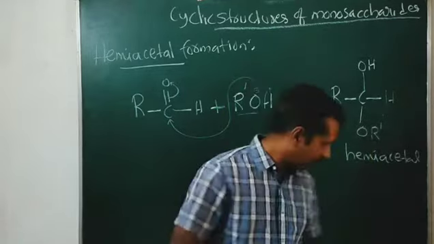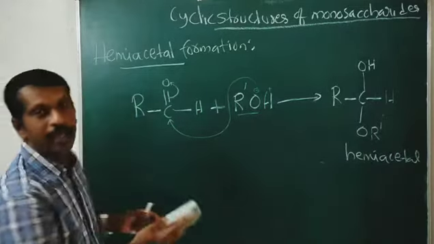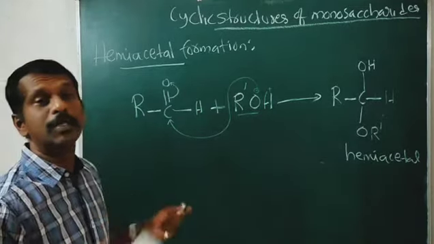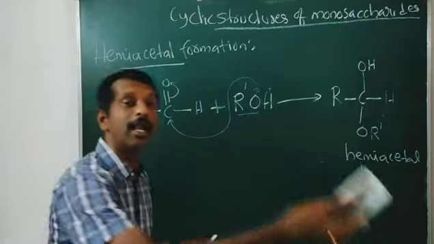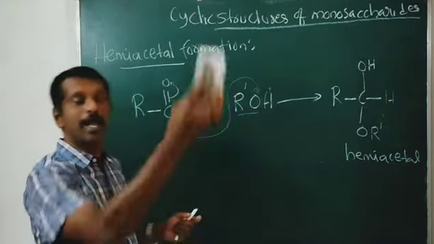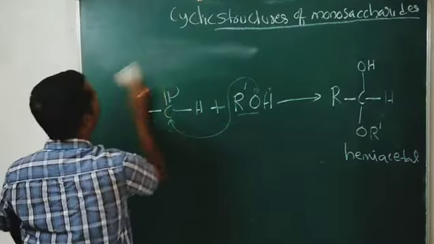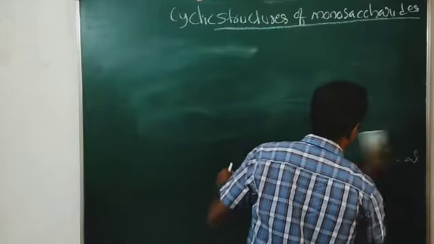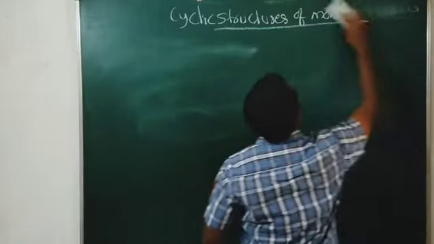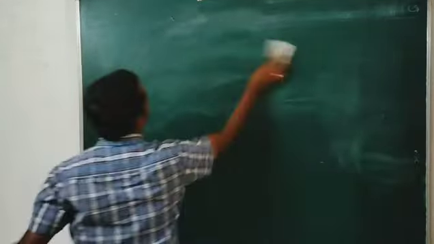So look at it here. The same reaction can occur in monosaccharides, because in monosaccharides we know that there is an aldehyde group or a keto group and many OH groups. So a similar type of reaction can occur in monosaccharides, which will result in the formation of a cyclic structure. Look at how the cyclic structures are forming in monosaccharides.